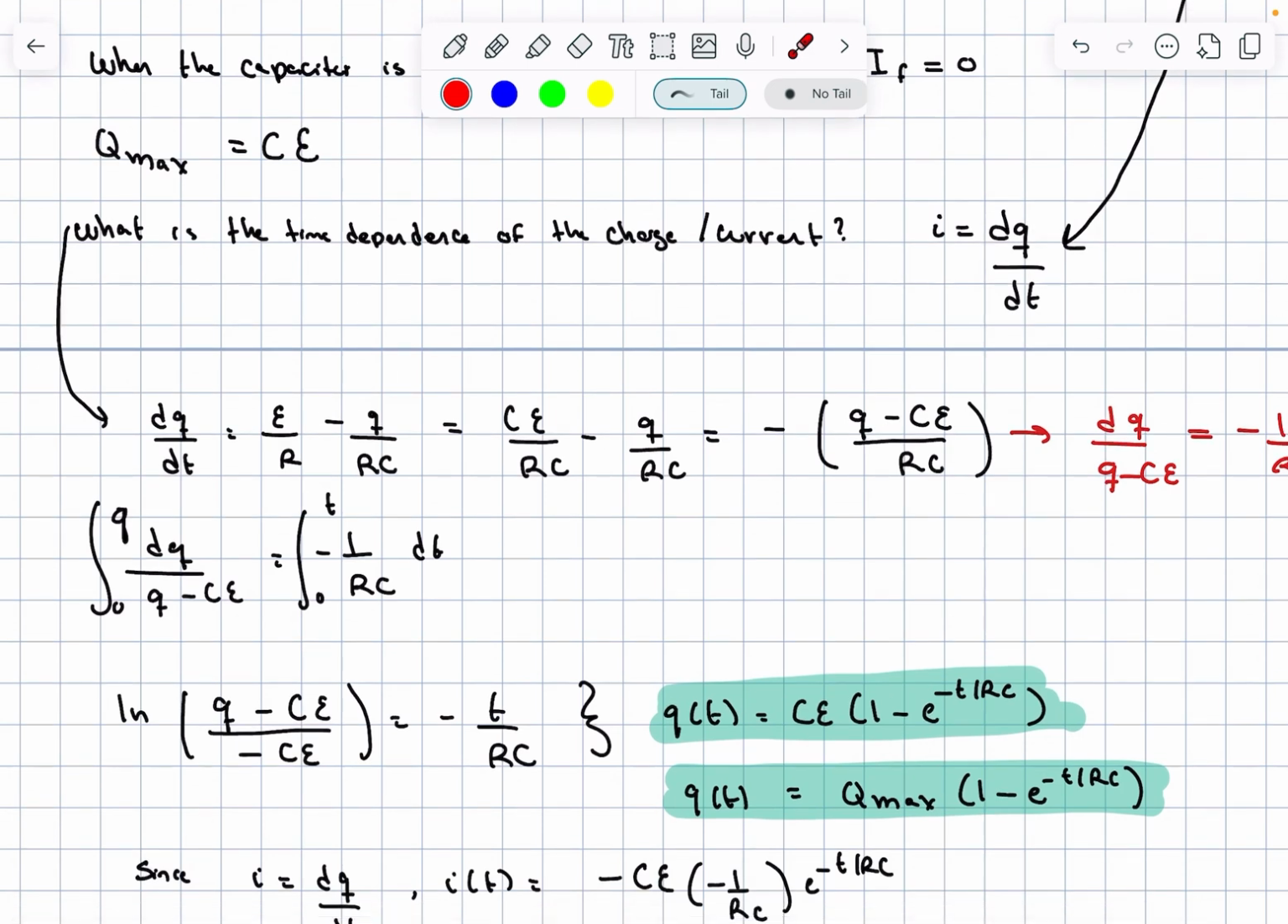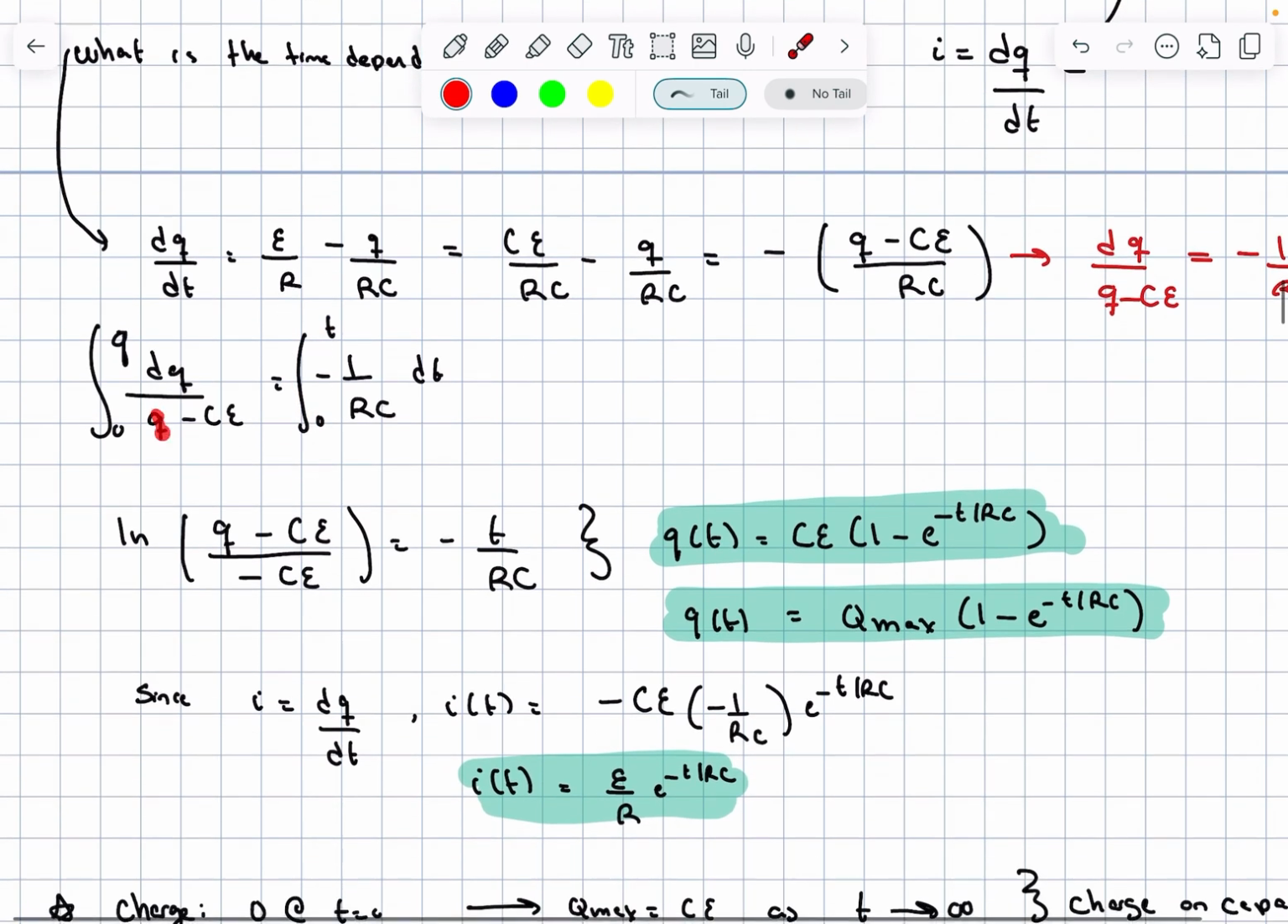So we integrate from 0 to q, dq over (q minus CE), because remember, we start with no charge. And at some point in time, we're going to have charge q on the capacitor. It's equal to the integral from 0 to time t of negative 1 over RC dt. We're going to solve this, and we get this here: ln of (q minus CE) divided by negative CE is equal to negative t over RC.